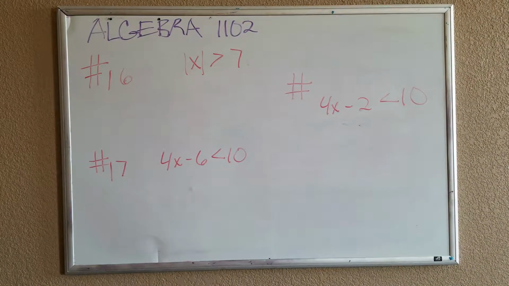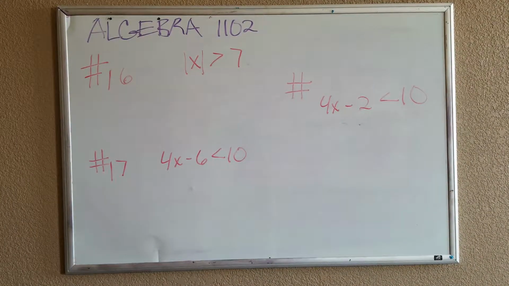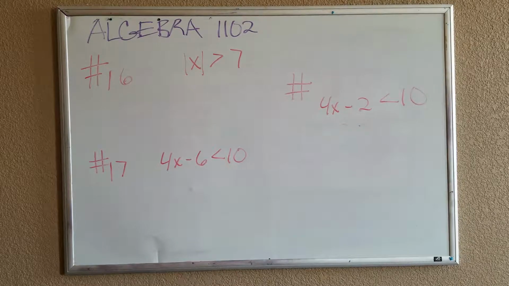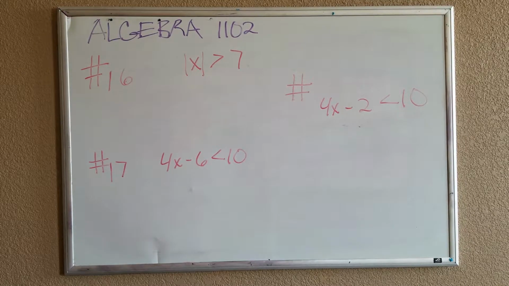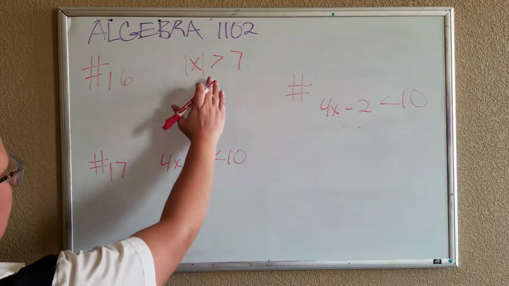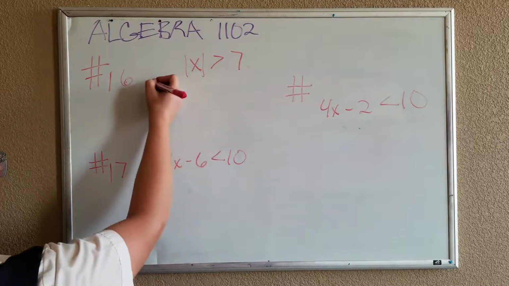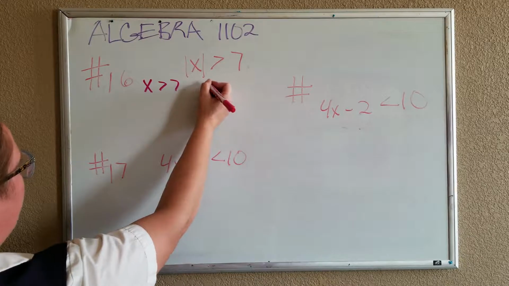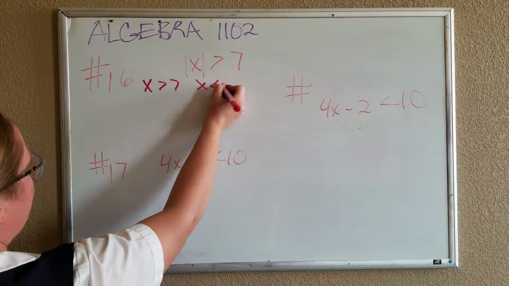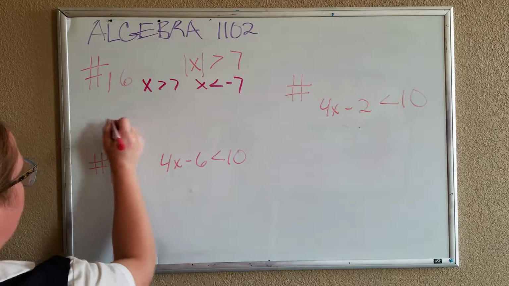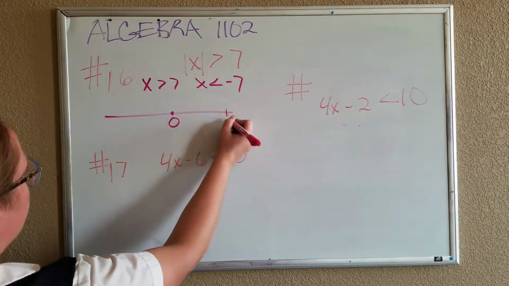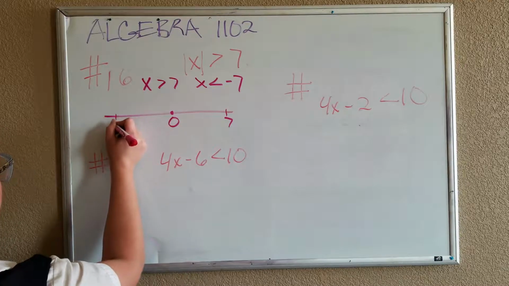All right, so problem number 16. They want you to draw the graph that best represents the solution set. So we just talked about this a minute ago. When you have an absolute value with an inequality sign, you keep your sign for the positive. X is greater than 7, and the sign flips, x is less than negative 7. So on your number line, here's 0 in the middle, and then here's 7, and here's negative 7.